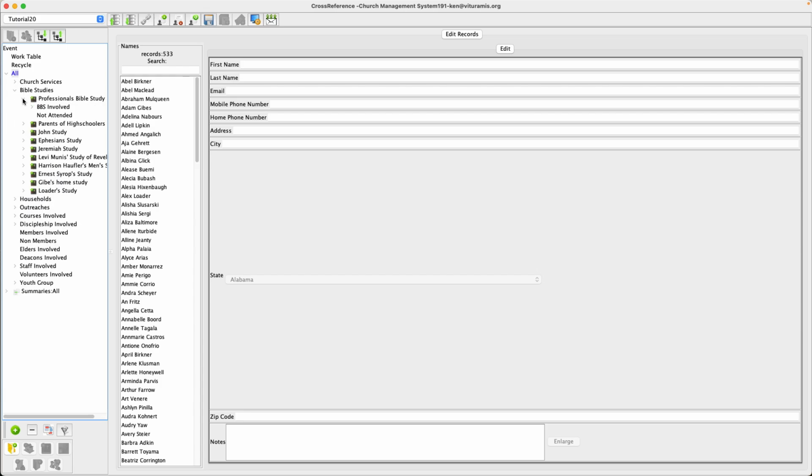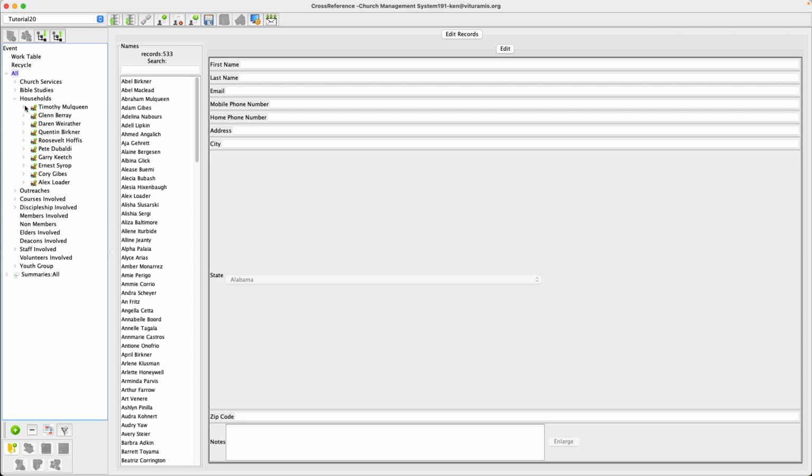Bible studies, of course, you are able to drill down into the Bible study itself, those who are involved, those who are not attended, and leaders. Households are a special group. The importance of households is making it easy to maintain addresses, and this is how we do it.